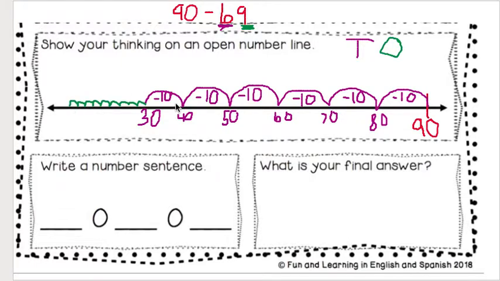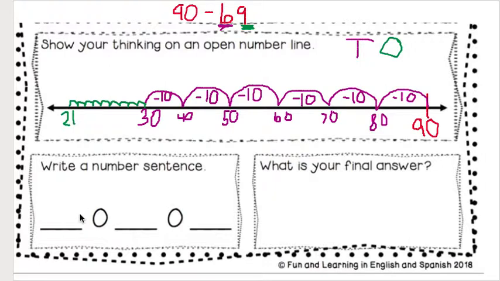All right, so we're counting back. We're going to trace as we go. Ready? 30, 29, 28, 27, 26, 25, 24, 23, 22, 21. And that's what we got with our base 10 blocks, so we are correct.